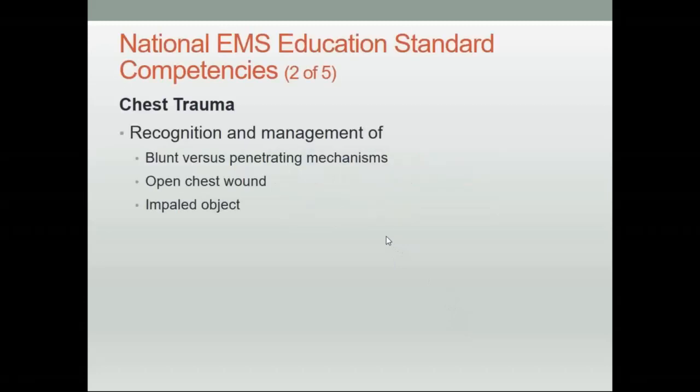What types of chest injuries are there? We have blunt versus penetrating trauma chest wounds. Blunt trauma is just blunt force impacting the chest and then transferring energy into the chest wall and then on into the internal structures of the chest. Penetrating trauma is the other type. That is exactly what it sounds like.